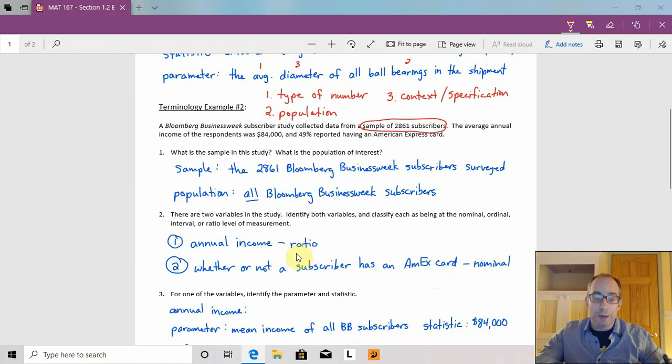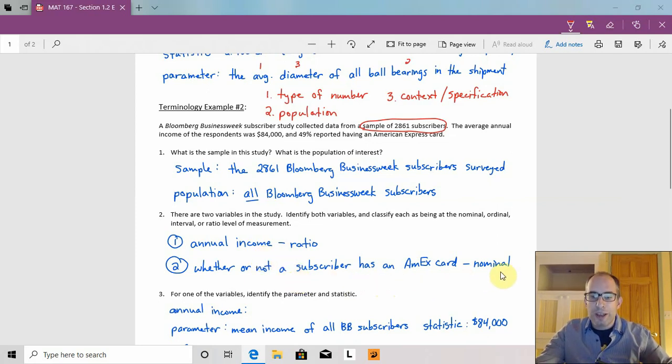Annual income, I mean, it's quantitative, so you're probably thinking, well, it's either interval or ratio. And it's going to be ratio because the idea of zero, like that's a natural zero, right? It's when you don't make any money, you have an income of zero. And then if you think about, does the idea of double and triple and that kind of thing work? Sure. If somebody made $100,000 in a year, then they made twice as much as somebody who made $50,000, right? So the idea of twice as much, that makes sense. And when that happens, that's when you have ratio data.